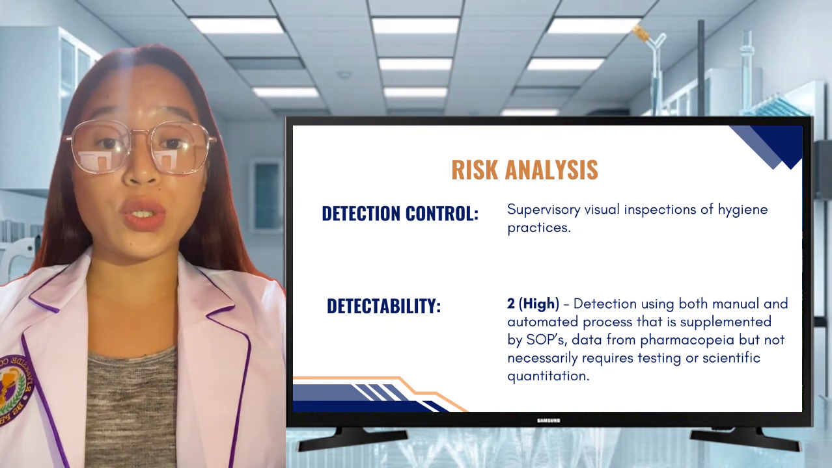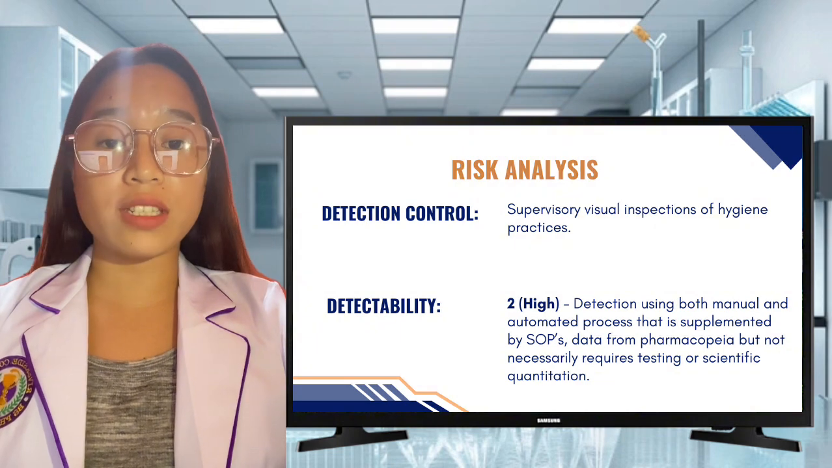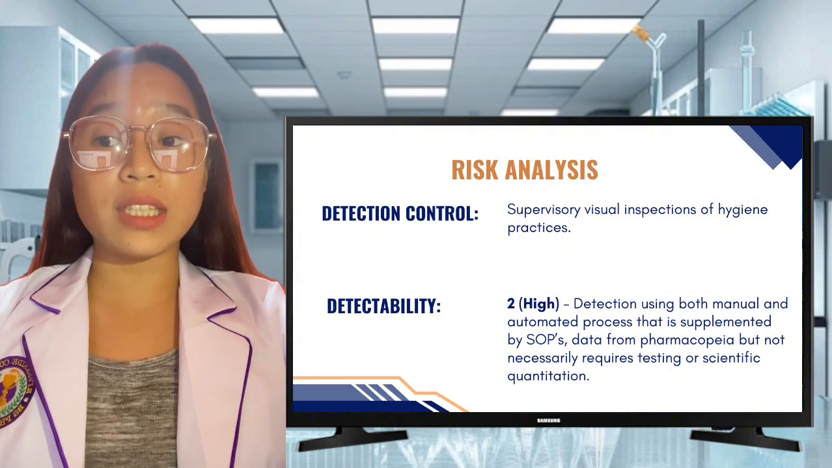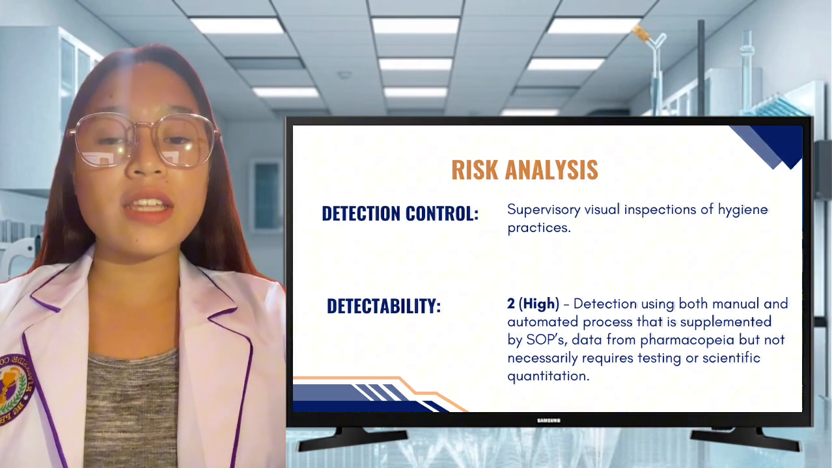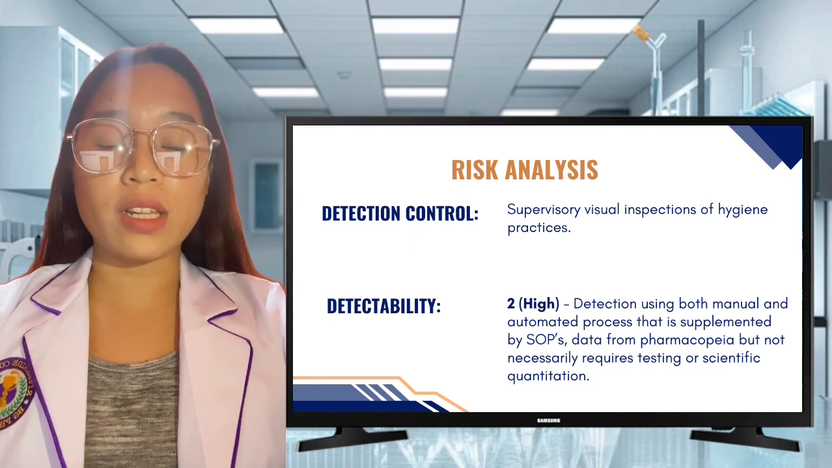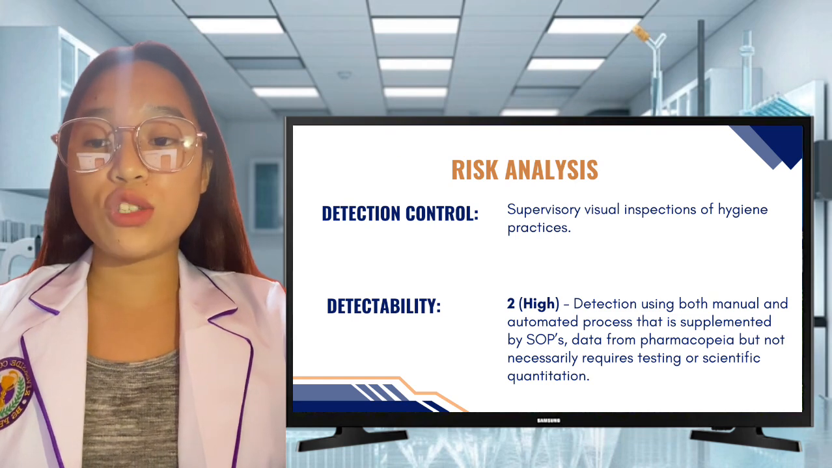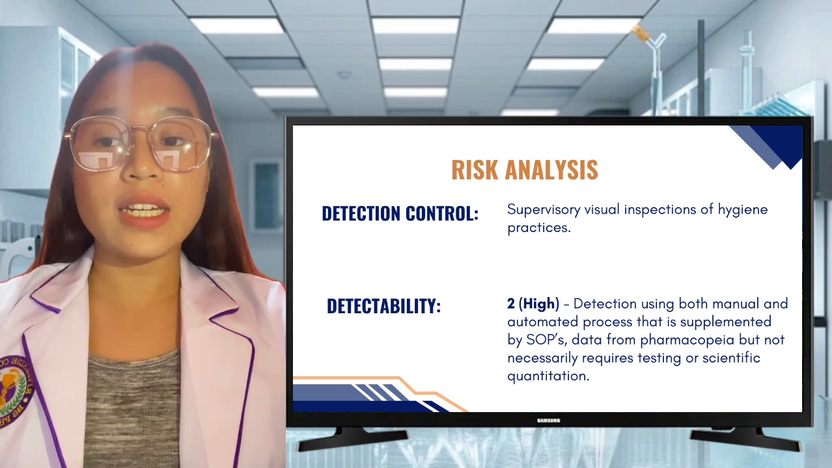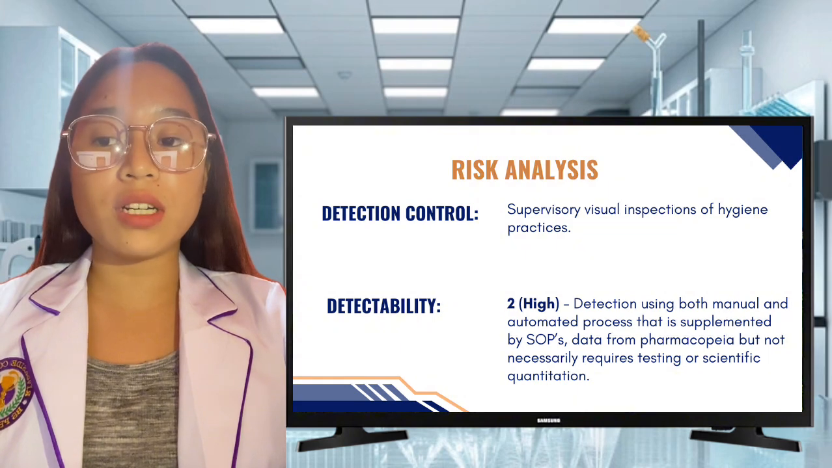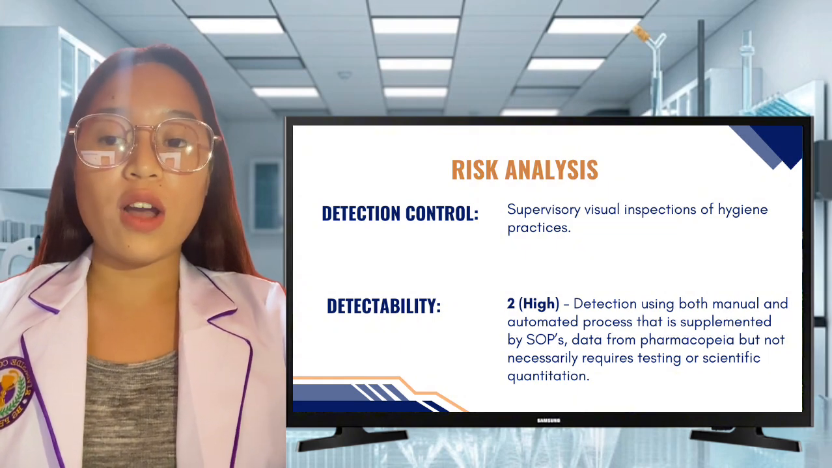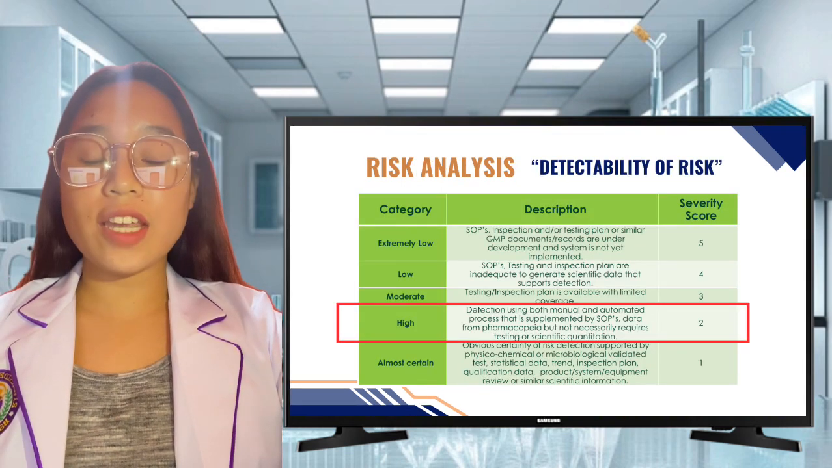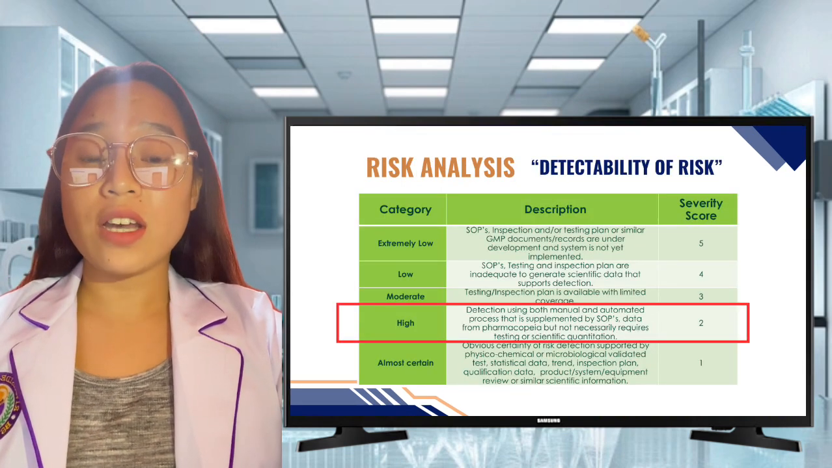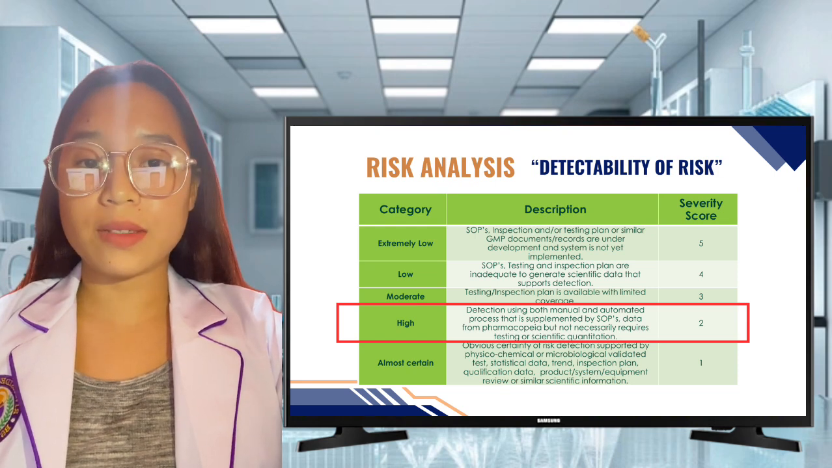For the detection control: supervisory visual inspection of hygiene practices. And for the detectability, we labeled it as 2 or high, which means detection using both manual and automated processes that is supplemented by SOPs and data from pharmacopoeia, but not necessarily requiring testing or scientific quantitation. And this table is the basis of our findings for detectability of risk.